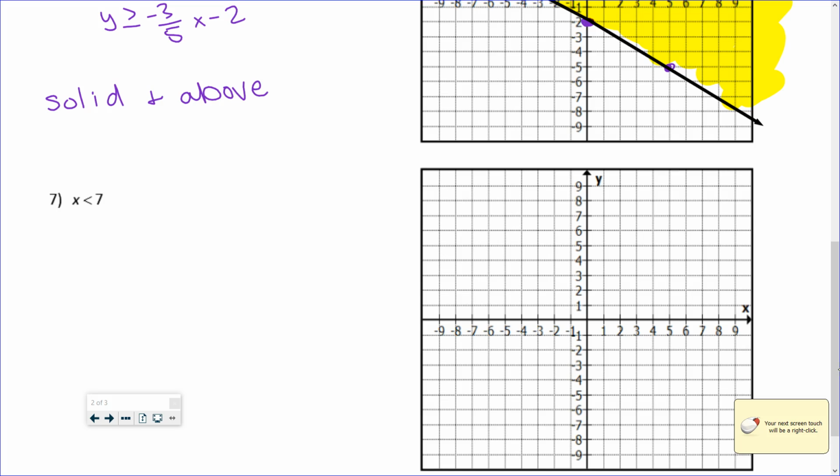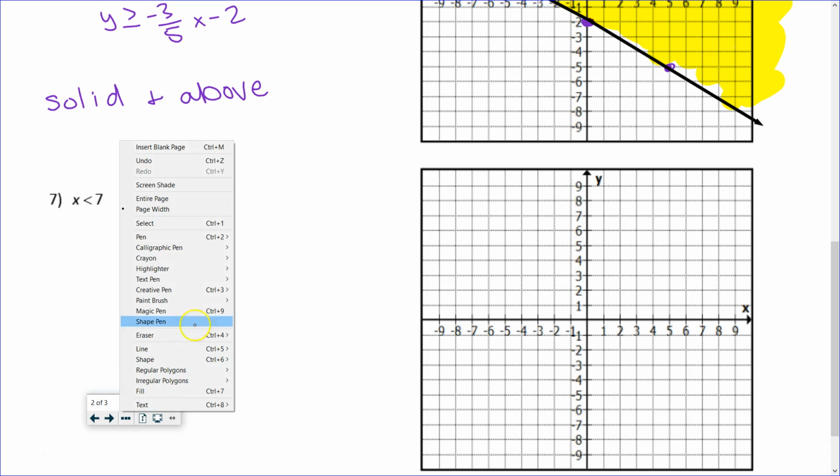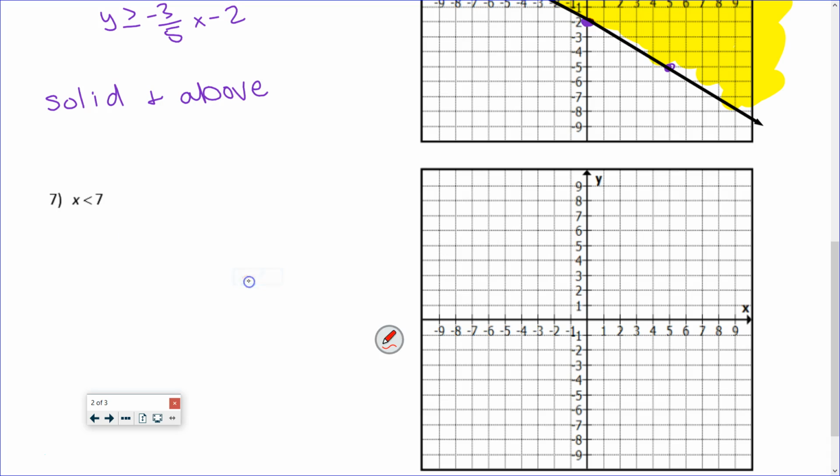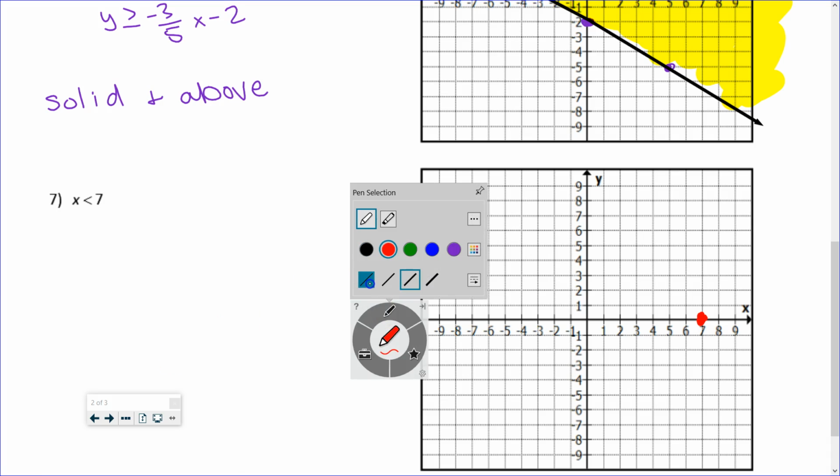Okay, so x is less than 7. So I know x has to be equal to 7, right? It has to be equal to 7. So let's get that. All right, so x has to be 7, and x has to always be 7. So is this going to be a solid or dotted line, number 1? It will be dotted. Good. So I know it is going to be dotted.